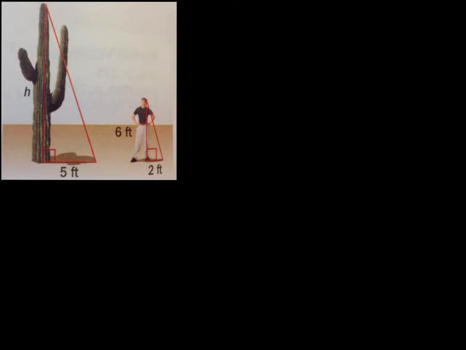As the man and the cactus are both perpendicular to the ground, and the sun's rays strike the cactus and the man at the same angle, we can form two similar triangles and use what we know about the man's height to solve for the height of the cactus. We'll begin by writing a proportion. The height of the cactus, H, over the height of the man, 6 feet. The length of the cactus's shadow, 5, over the length of the man's shadow, 2.